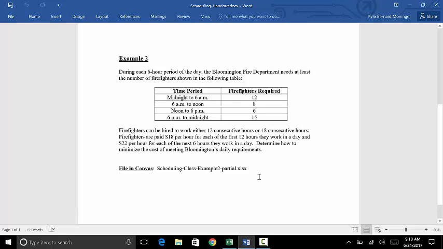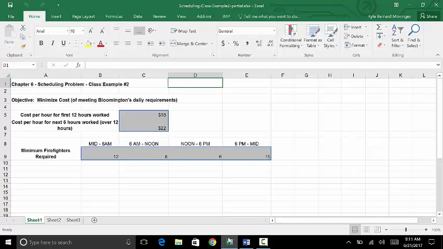On the scheduling handout, example 2. With these scheduling example problems, our decision variables are always going to be the number of workers to put on each shift. So first, I just want to figure out what shifts there are to schedule. This problem is a little bit different from the last one because there are two different kinds of shifts. There's a 12-hour shift and then an 18-hour shift.